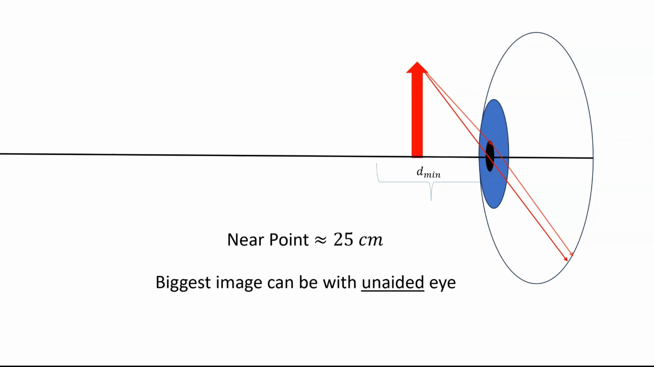So what do you do? You pop a lens in front of it. The lens bends the light a little bit. It gives your eye a head start. And now your eye has enough power left over in order to make a nice sharp image. Let's get more specific than that, though.